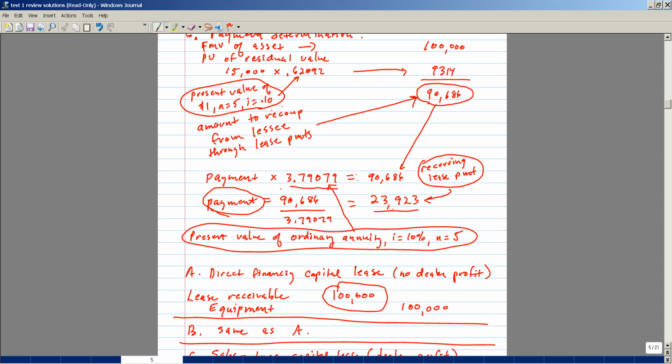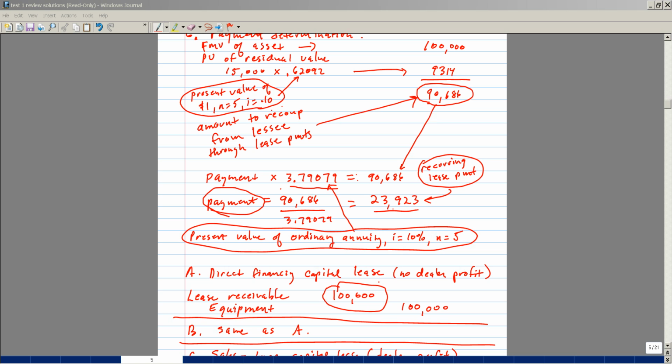In this case, there is only one component of minimum lease payments here. It's the recurring payment. The residual value in part A of the problem is unguaranteed. So the lessor is going to debit the lease receivable account for the present value of the minimum lease payments. That's calculated by taking the recurring lease payment amount of $23,923 and multiplying it times the present value of the ordinary annuity factor.